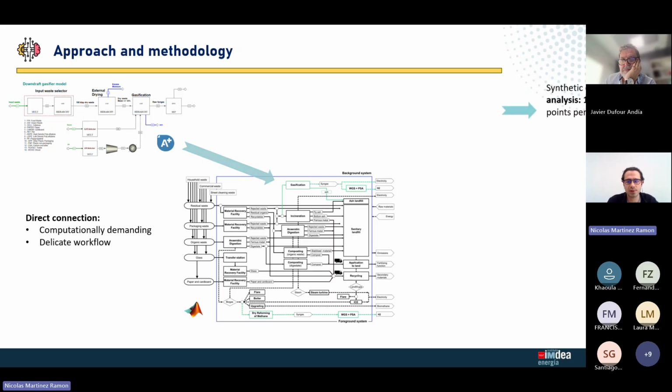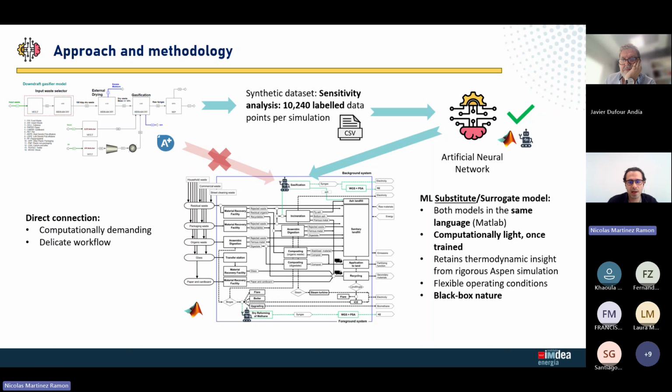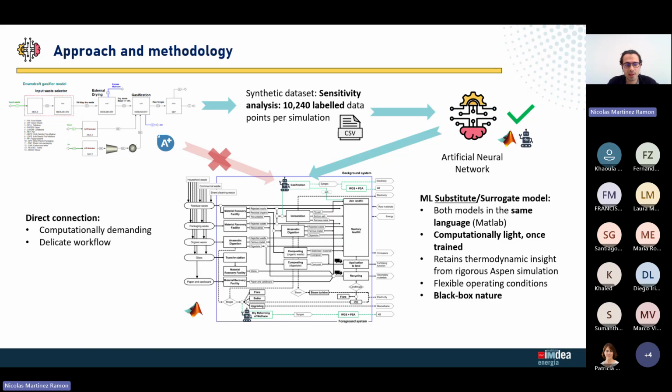So we proposed another alternative, which was to use these models to build synthetic datasets by doing a wide sensitivity analysis on the variables that we're interested in. So basically, what happens to the model when we change the feedstock composition or the operating conditions of the reactor. This generates valuable datasets that are abundant and reflect enough variability to build a machine learning surrogate model, in this case artificial neural networks, because of their good performance in addressing nonlinearities especially. And this basically enabled us to retain the thermodynamic insight from rigorous Aspen Plus simulations and embed it into our MATLAB waste management system superstructure in a flexible and computationally light way.